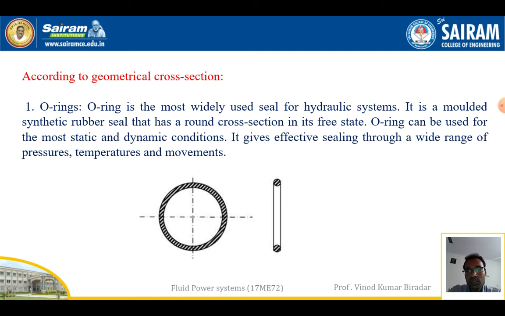Why is it called an O-ring? Because it is round in shape, hence it is called an O-ring. It is the most widely used seal in a hydraulic power system, so in almost all hydraulic power components we are going to use this O-ring seal. It is normally a molded synthetic rubber seal that has a round cross section in its free state.